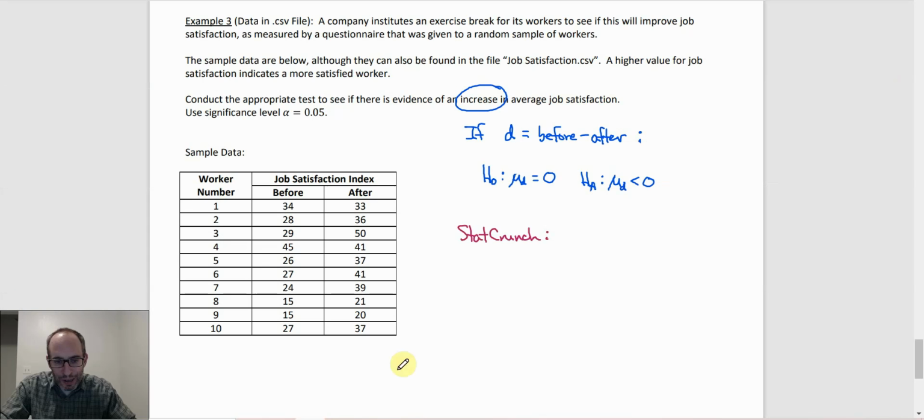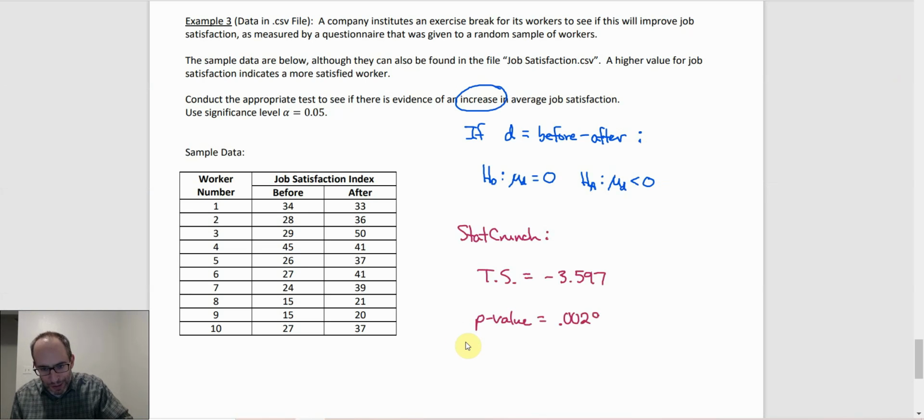So going back here, let's see. All right, so our test statistic ended up being negative 3.597, and then our p-value is going to be 0.0029.